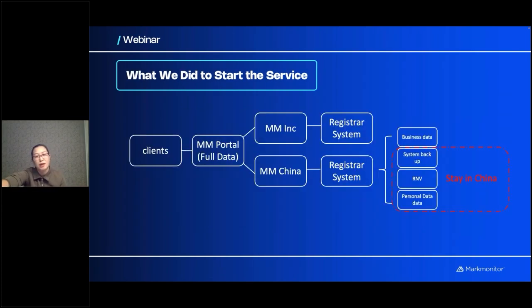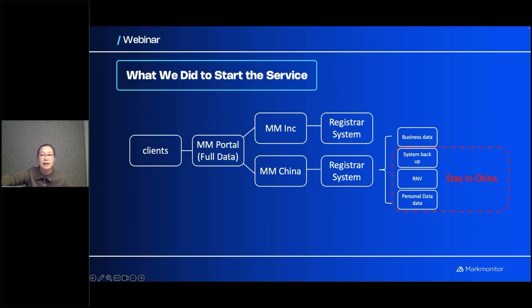When I say the two registrars can talk with each other and we try to make domain management easier in one portal for the client, this picture explains it better. You can see from the very front, the clients are using the Markmonitor portal as always. The portal stays the same. It didn't really change anything. You still use your own account and password to log in, and then you have access to both registrars.